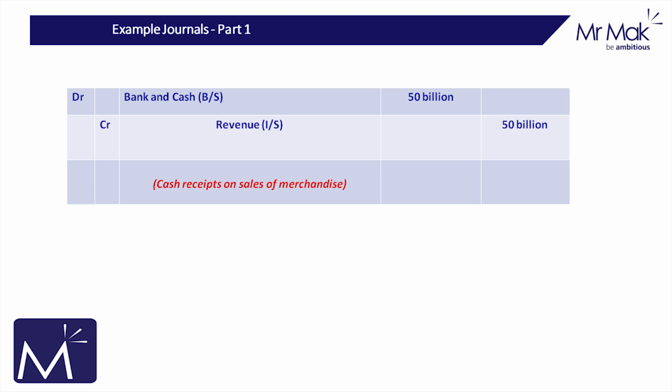What would they be? Firstly, they would debit bank and cash $50 billion to show that they had received that money. They would also credit revenue or sales in the income statement to show that they had generated revenue. And the description they might put is cash receipts on sales of merchandise. This would be the first journal processed, and as you can see, the debits are equivalent to the credits.